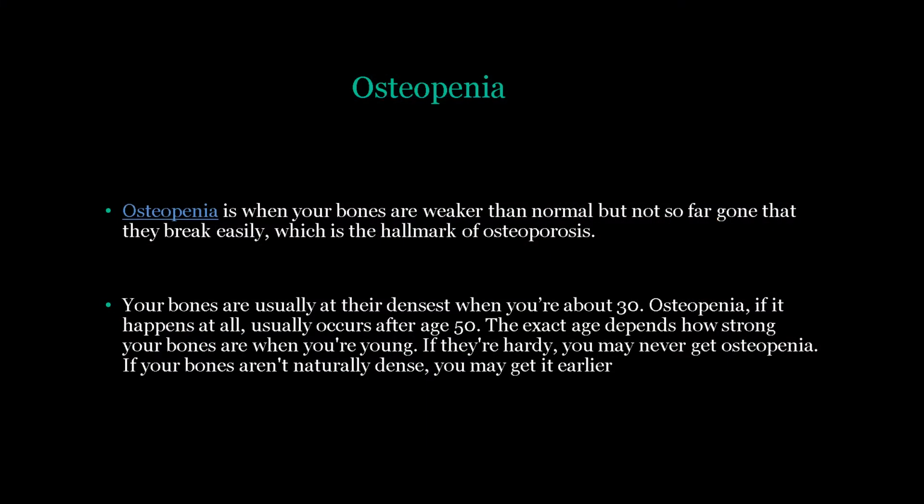Osteopenia is when your bones are weaker than normal but have not gone so far that they break easily. Bones are usually their densest when you're about 30 years of age. Osteopenia, if it happens at all, usually occurs after age 50. The exact age depends on how strong your bones are when you're young. If they're hardy, then you may never get osteopenia. If your bones aren't naturally dense, you may get it earlier.